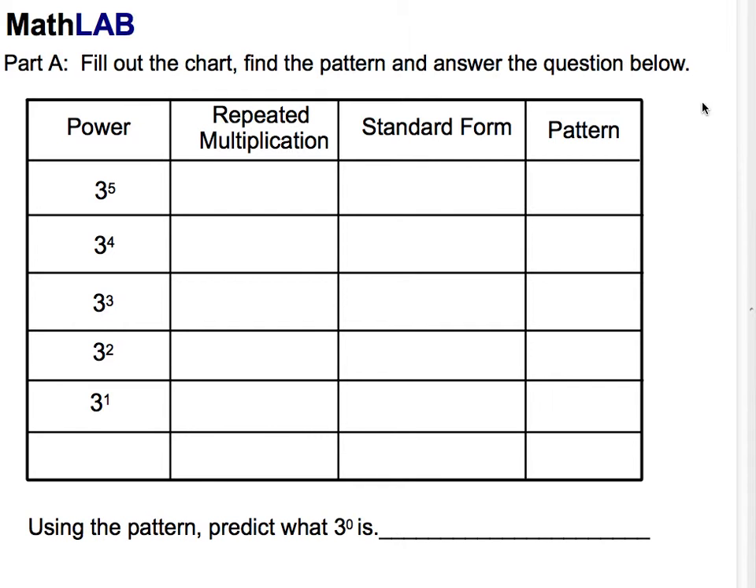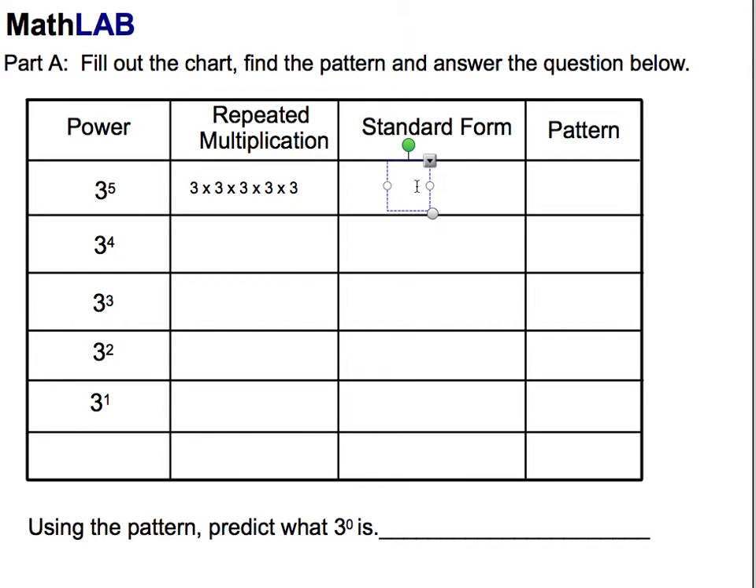and answer the question below. So if I have 3 to the power of 5, that's 3 times 3 times 3 times 3 times 3. And in standard form, 3 to the power of 5 is 243. We can't find the pattern until we actually fill out the chart. So I'm going to copy and paste this down, because 3 to the power of 4 would just be 3 times 3 times 3 times 3.